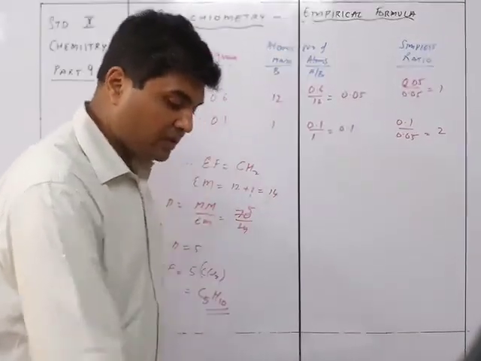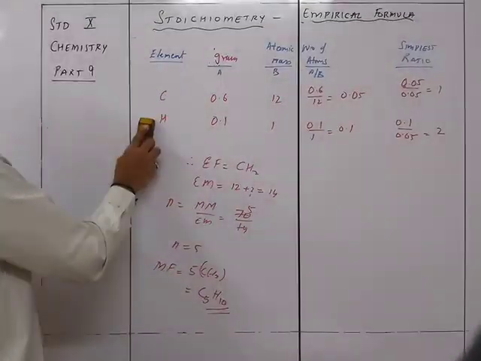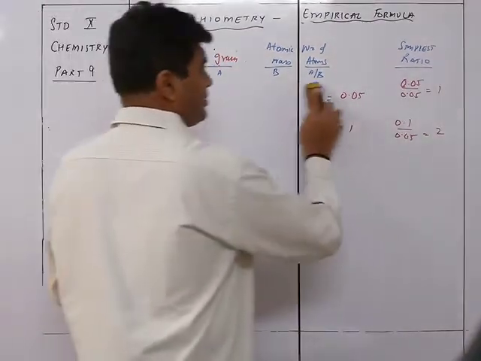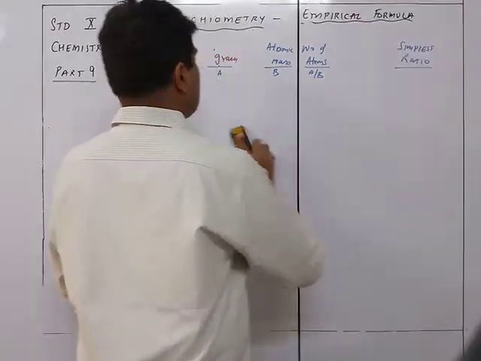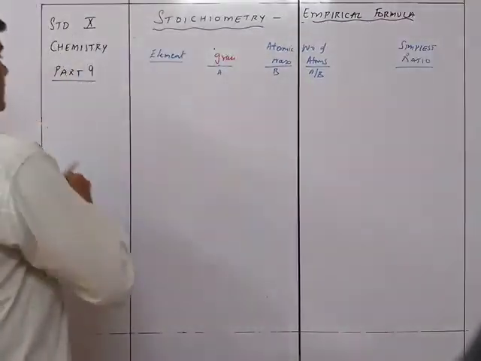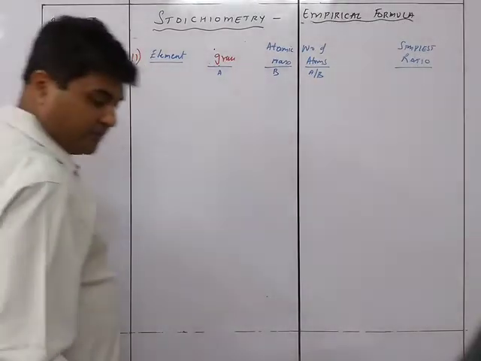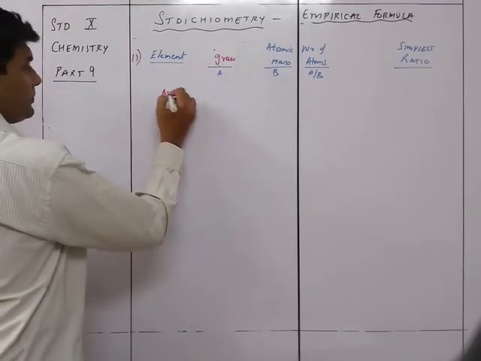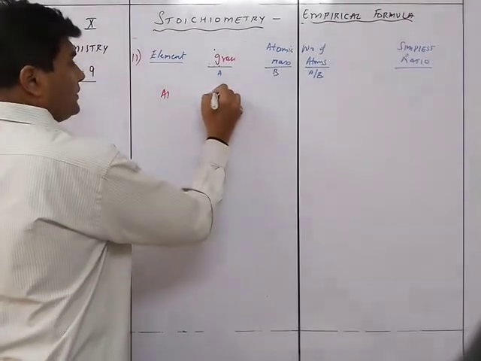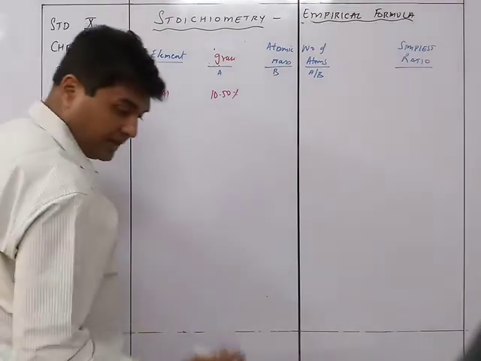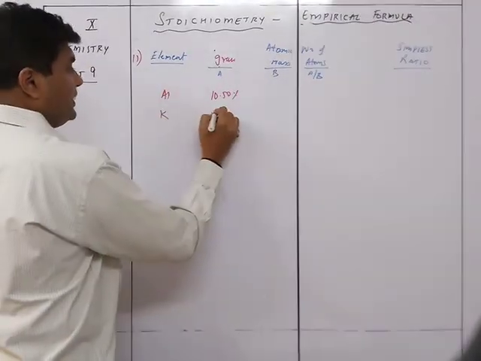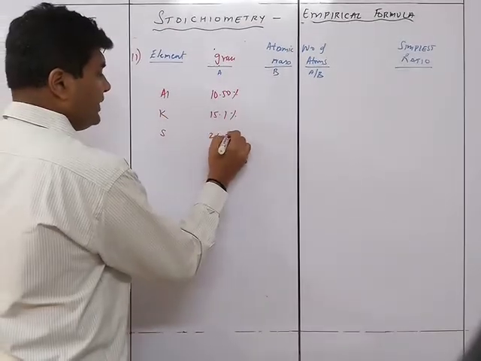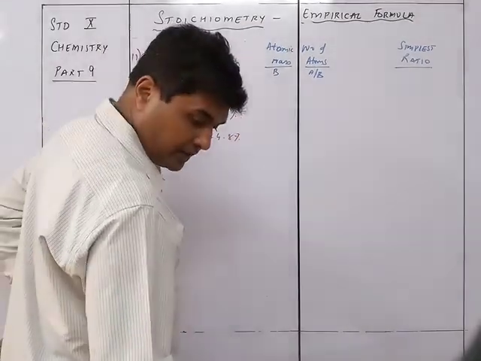Now we move on to sum number 11. The last sum, number 11. Okay, so sum number 11, we see a salt has the following percentage composition. So we got over here Al is 10.50, then it is K, which is 15.1%, S, which is 24.8%, and the remaining is oxygen.